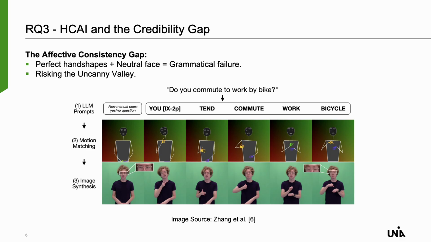If an AI generates perfect hand shapes but gives the avatar a blank robotic face, it is a grammatical failure. This lack of consistency pushes the avatars into the uncanny valley, which makes them uncomfortable to watch and heavily damages their credibility with the users.